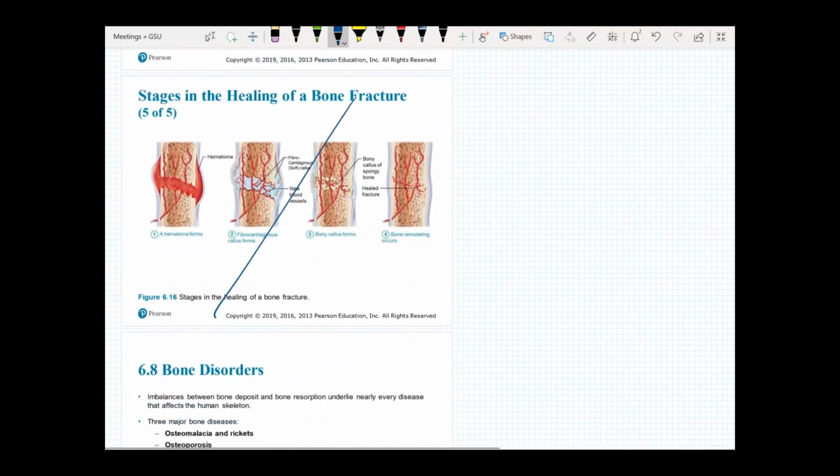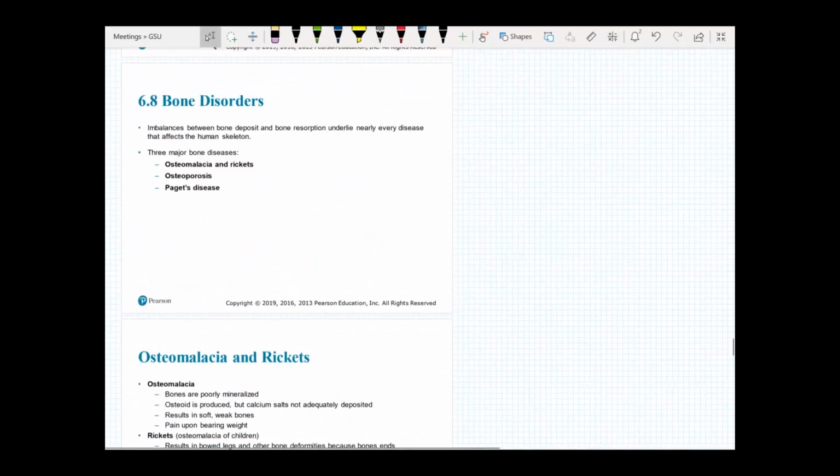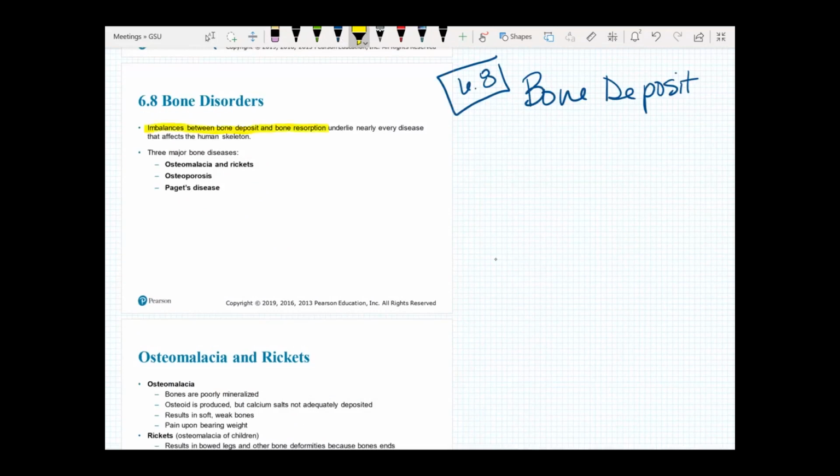So the last section I do want to talk about is what happens when all of this goes horribly, horribly wrong. These are bone disorders. So like every part of the next couple of chapters, we're going to talk about diagnoses, or things that will actually go wrong. Bone disorders are going to be an imbalance between the processes. Usually bone deposit and bone resorption are going to underlie nearly every disease of the human skeleton. So the three major bone diseases that we're going to talk about are osteomalacia, osteoporosis, and Paget's disease.